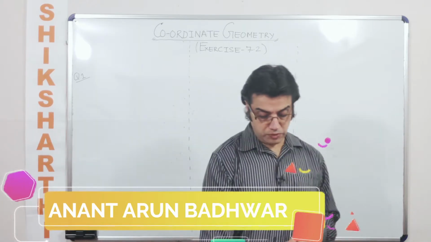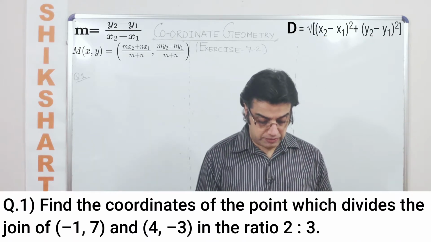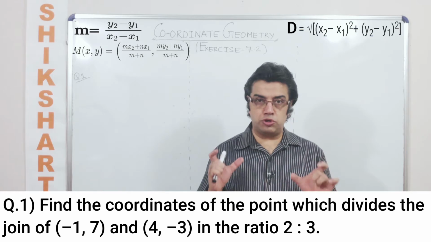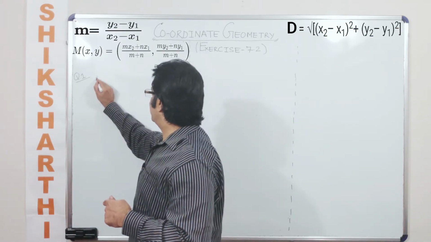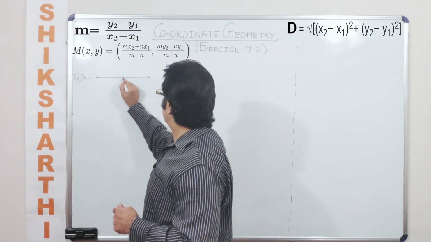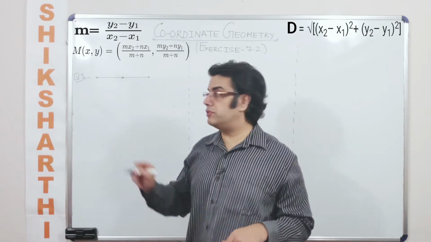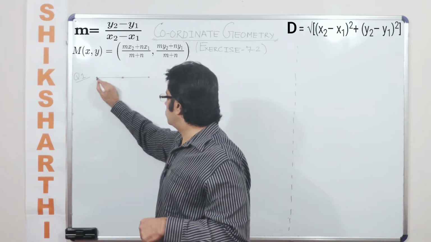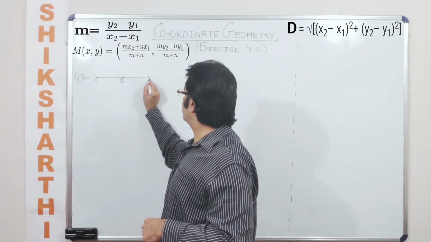Now talking about question number 1. Question number 1 says, find the coordinates of the point which divides the join of two different points. So the point they're trying to make here is, you need to find the coordinates of the point. Now this is the point which joins these 2 points. Let me take them as A, B, C.